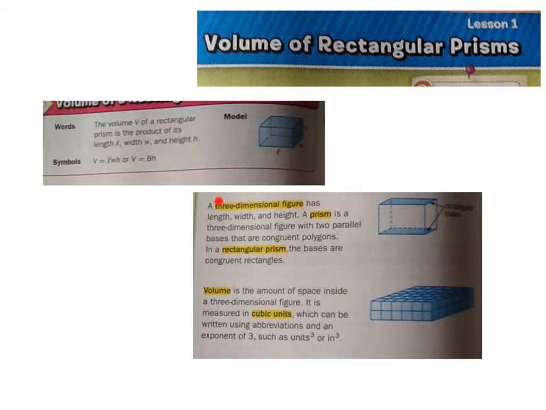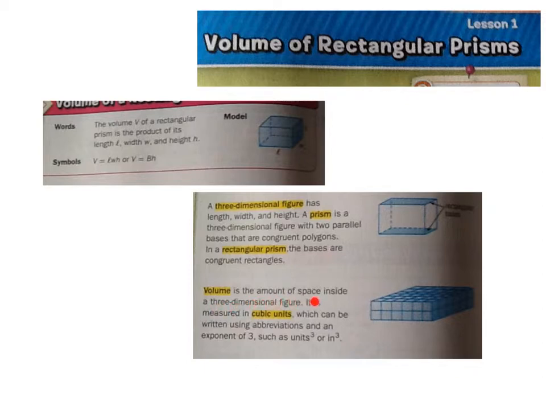And here are our new vocabulary words. So in class, we will put those together in our notebooks as well. A three-dimensional figure has length, width, and height. A prism is a three-dimensional figure with two parallel bases that are congruent polygons. A rectangular prism, the bases are congruent rectangles.